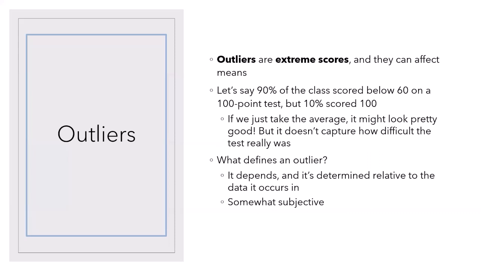So for example, let's say 90% of a class scored below 60 on an exam out of 100, but 10% scored very close to 100. So if we just take the average of all of these scores, it might look pretty good due to the 10% high scores that are dragging it up. It could be in the high 70s, but that mean alone doesn't really capture how difficult the test really was for most people, 90% of them, and how many people scored quite poorly on it.